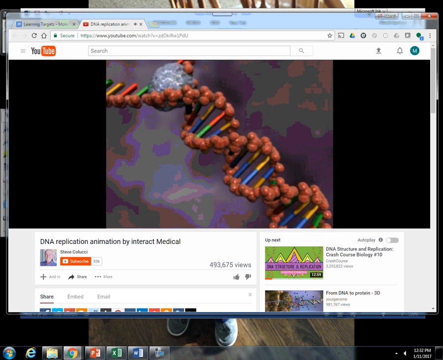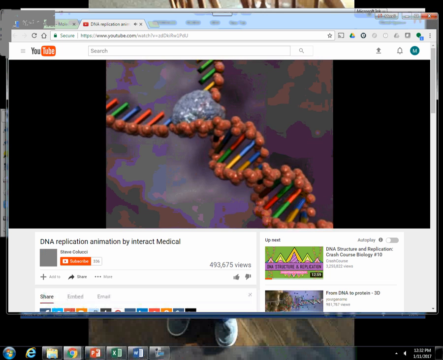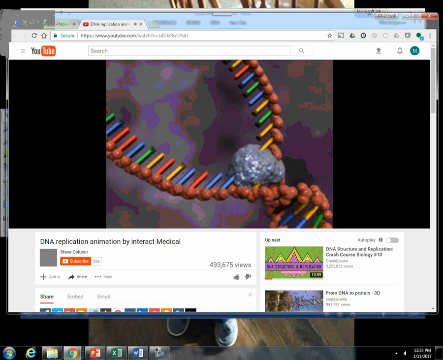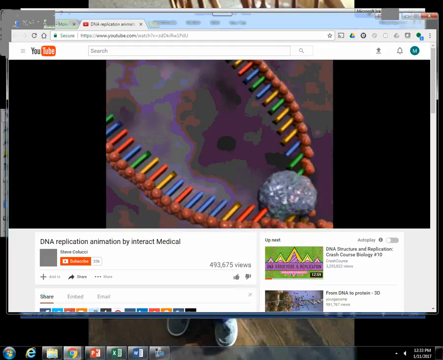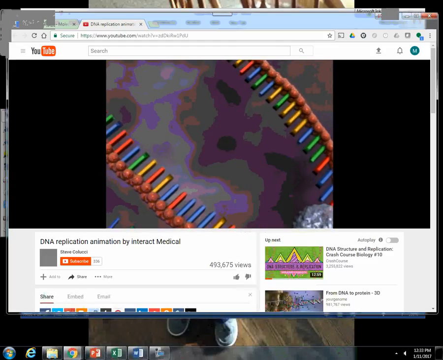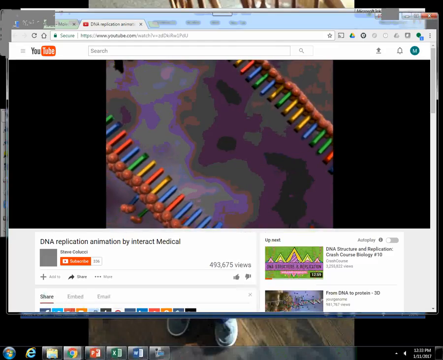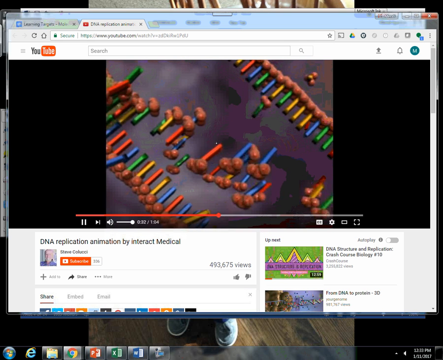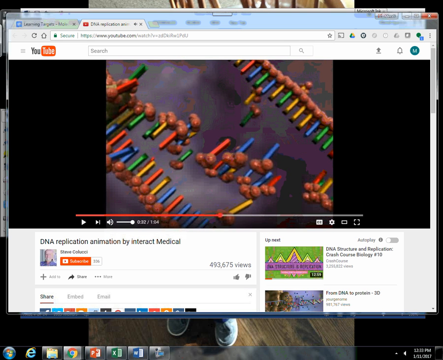Here is our molecule, our protein, our enzyme, called helicase. You can see that it's breaking apart the base pairs. So it's breaking those hydrogen bonds that are holding those base pairs together. And you're going to see two DNA polymerase molecules. I'm going to pause here to talk about what you see. These little things that are flying in here are free nucleotides that are found in the nucleus.